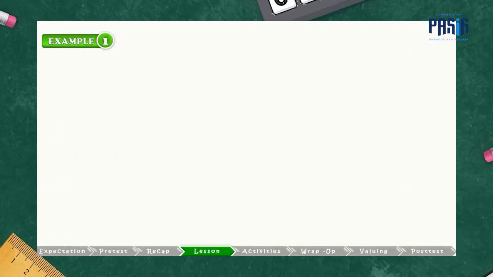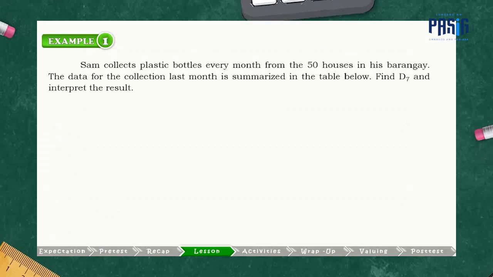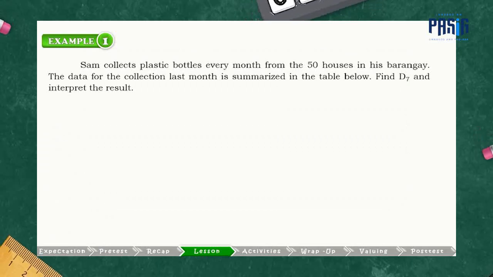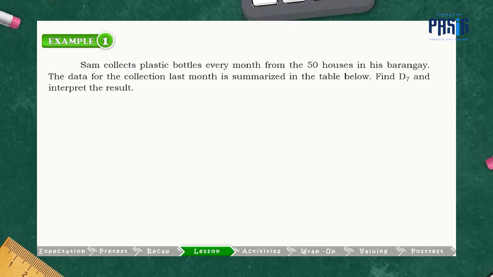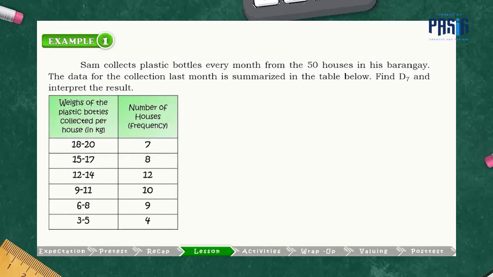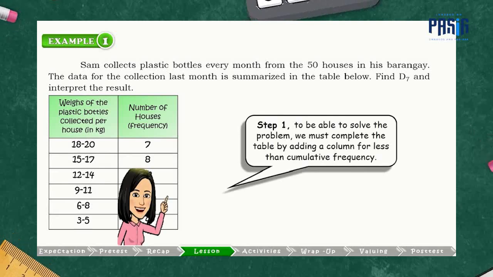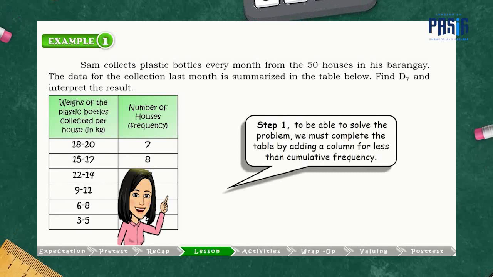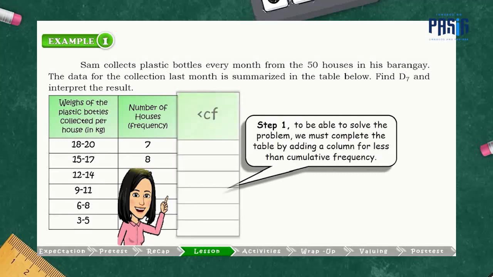Let's have this example. Sam collects plastic bottles every month from the 50 houses in his barangay. The data for the collection last month is summarized in the table below. Find D sub 7 and interpret the result. For step 1, to be able to solve the problem, we must complete the table by adding a column for less than cumulative frequency.